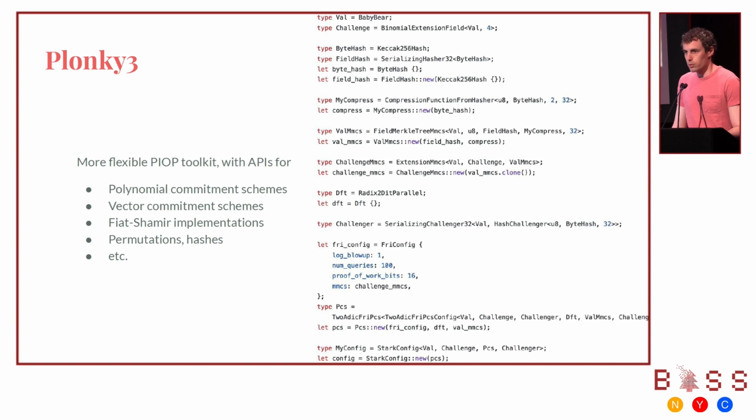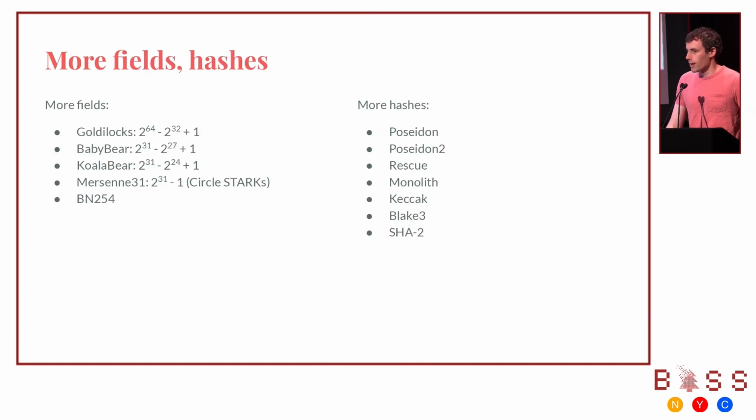So whereas Plonky2 was very focused on a particular set of choices like the Goldilocks field, Poseidon hash, and so forth, Plonky3 has a lot more options. It has, for example, the traditional FRI-based PCS, as well as the Circle Stark-based PCS. It has support for different permutations, hashes, vector commitment schemes, and so forth. And also just a lot more options. So now we have currently 5 different field options and 7 hashes.